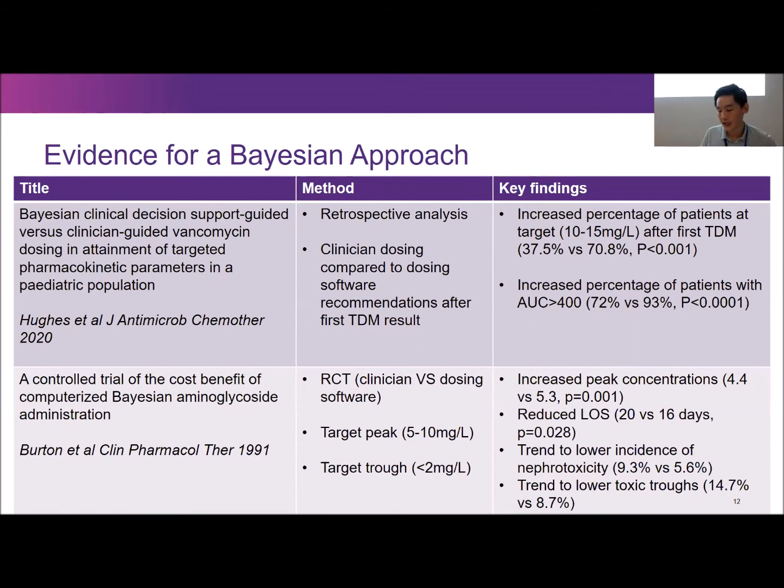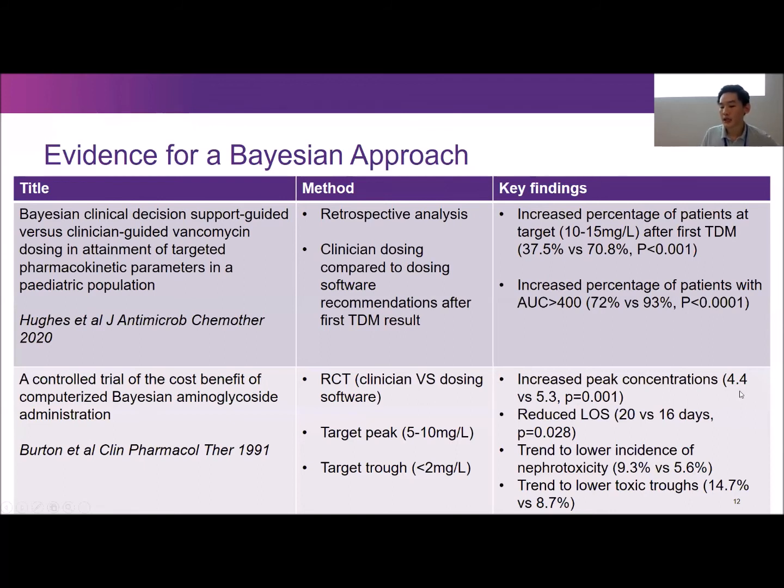Back in the days, they still used to target peak concentrations and trough concentrations as opposed to AUC, and their target peak was 5 to 10, and their target troughs were less than 2. What they noticed was that when they used Bayesian dosing software, the average peak concentrations actually increased from a baseline of 4.4 with the clinicians to 5.3.